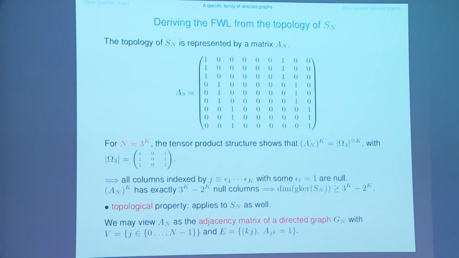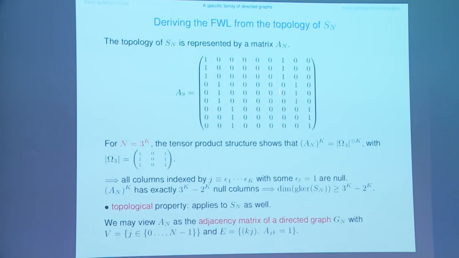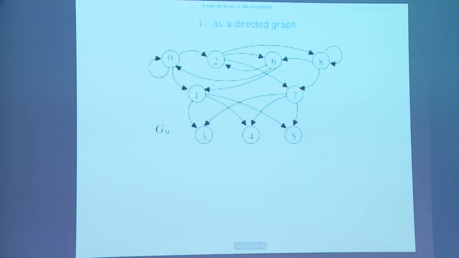Now it's quite natural to view this type of matrix as an adjacency matrix of a directed graph, a directed network on n vertices, where you have an edge kj if a_jk is equal to 1. I think that's the standard way to view an adjacency matrix. So what does it mean that we can kill columns by taking powers of this adjacency matrix? If you look at the graph, here for n equal to 9, the directed graph you get with the arrows, you see that some of the nodes don't have any descendant. There are arrows arriving here, but no arrow starting from here. These correspond to the columns in the middle, which are killed immediately after one step. And then you also have columns here.